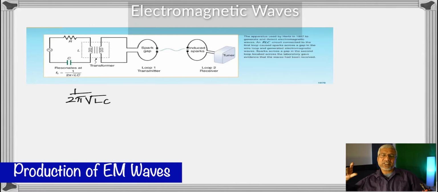So for the first time in history, electromagnetic waves produced by an LRC circuit were traveling through free space and being received by another loop. This started the idea of radio and television transmission. It's that important. So that is how electromagnetic waves are produced.